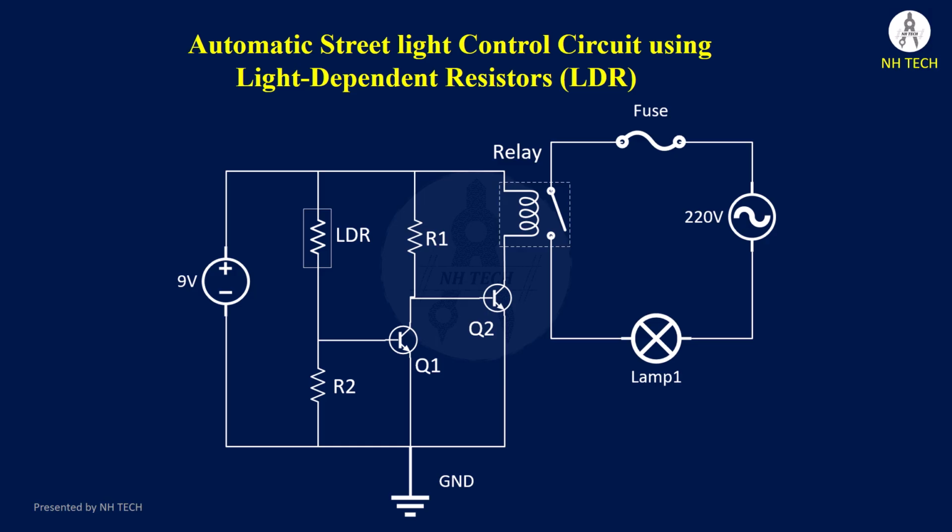Here is the circuit diagram for an automatic street lighting circuit, where the LDR is used to switch the lights on at night and off during the day automatically.